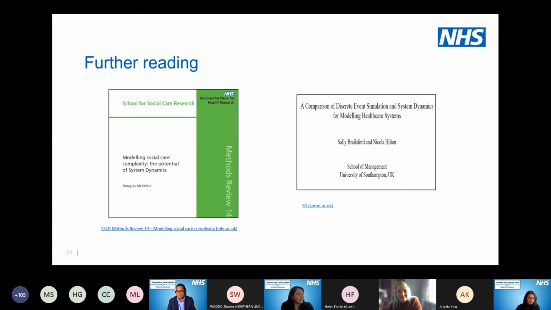Reassurance for you, we are not making this up. So you have readings in there, and you have the reference where we got all this information from. Happy to share it with you. And this is Douglas McKelvey on the left-hand side, for the person who was asking, who's written that document.